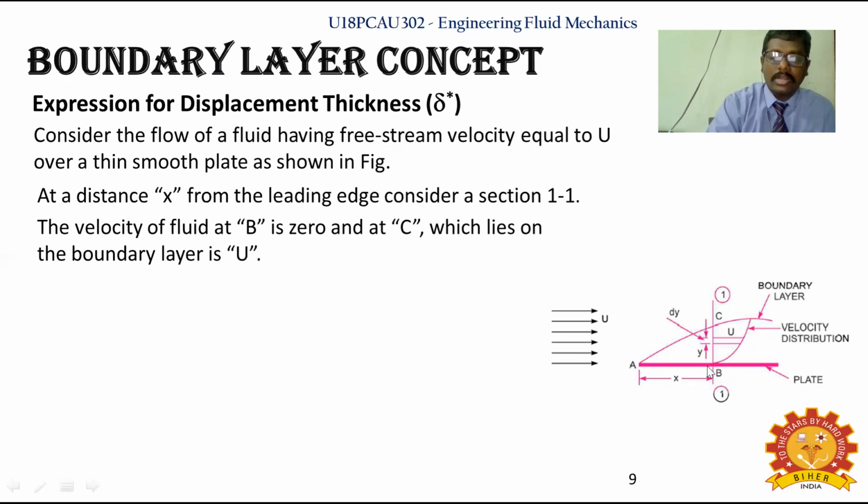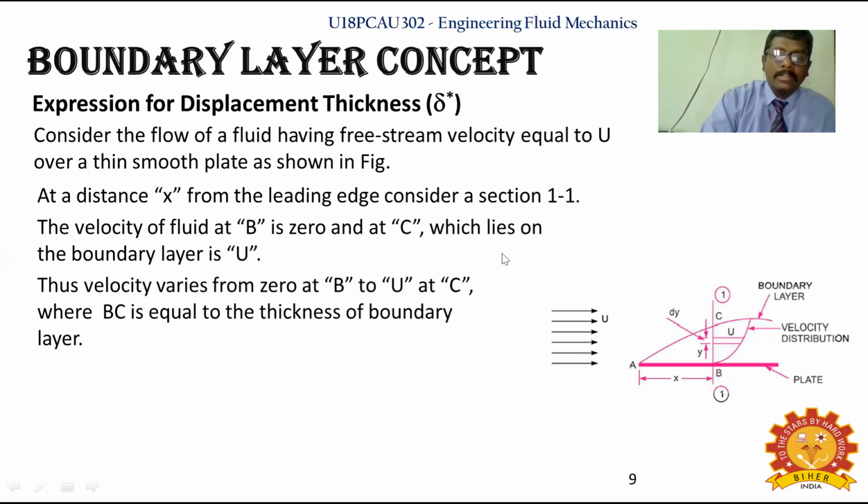So at a distance, the velocity starts from 0 and increases to the maximum velocity. At point C, which lies at the boundary layer edge, the velocity will be U. So the velocity varies from 0 at B to the maximum velocity U at point C.